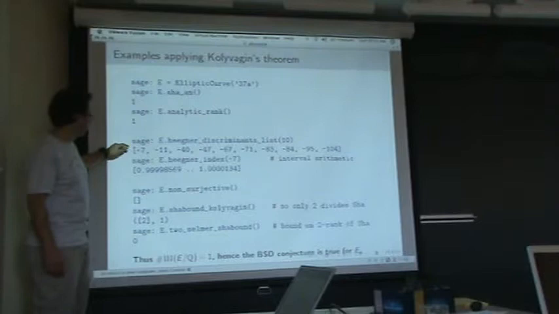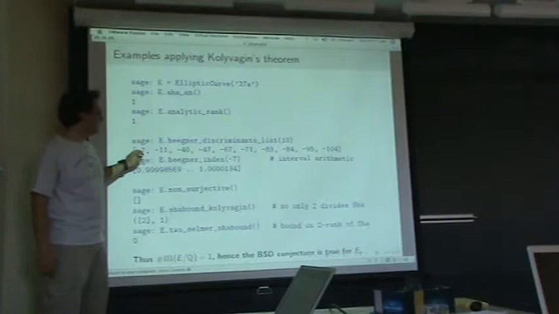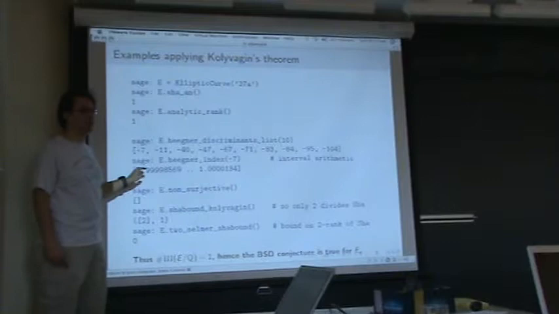Here's the index of the Heegner subgroup in the Mordell-Weil group corresponding to Q adjoin root minus 7. And it returns the answer as a provably correct interval. So the actual index is an integer that lies in this interval. Can anybody tell me what it is? So you know what it is. It's 1.